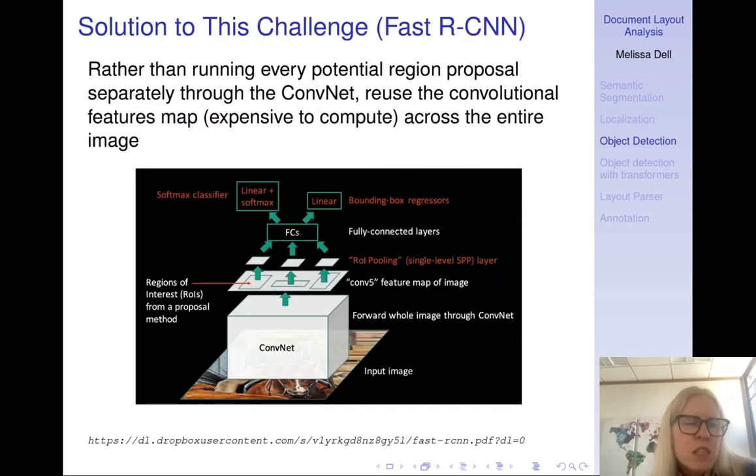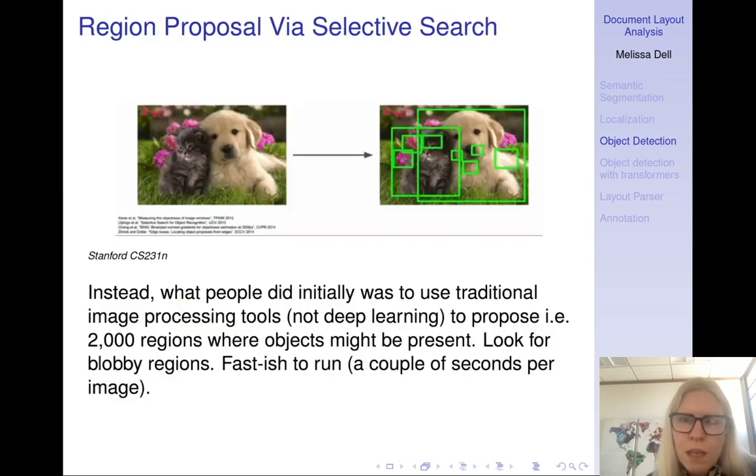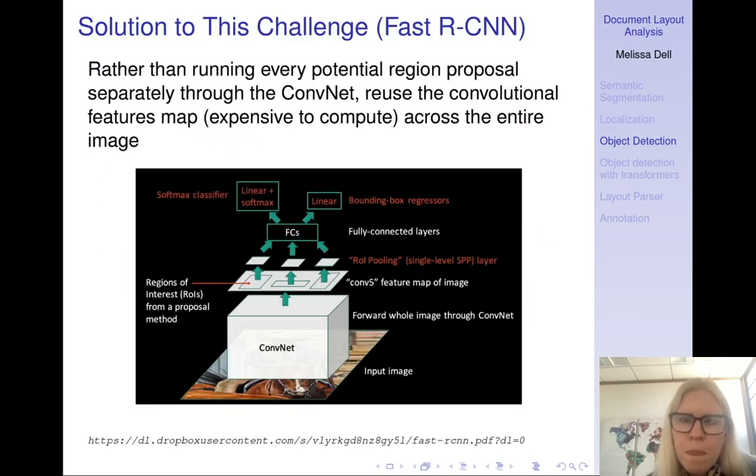So the solution to this challenge was an architecture called Fast R-CNN. It's supposed to be a fast version. And rather than running every potential region proposal separately through the ConvNet, they reuse the convolutional feature map, which is what's expensive to compute because you're passing it through this deep neural model across the entire image. And so essentially you take the region proposals that, again, you found using this older method, and you map those across to the feature map that's been created from the convolutional neural network.